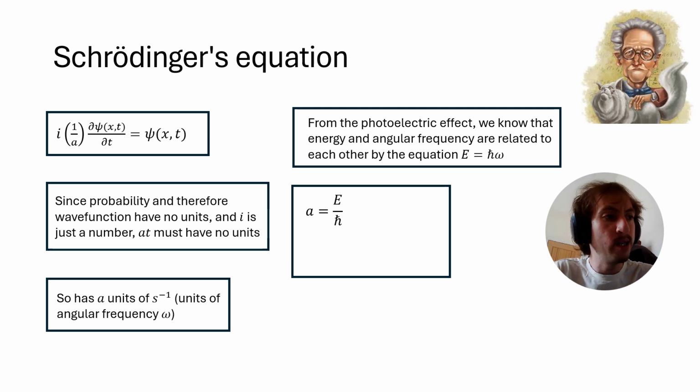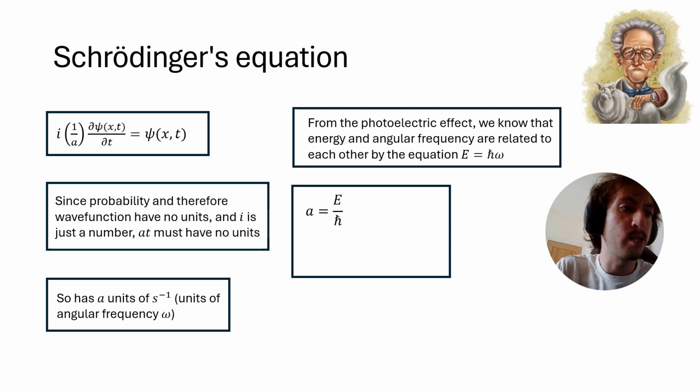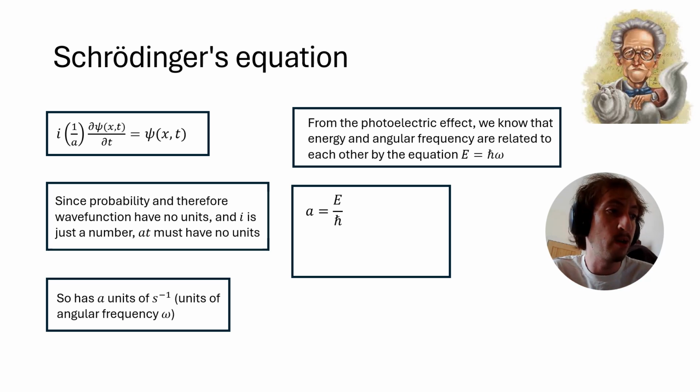But given that A has units of angular frequency, the simplest thing is to just say A is the angular frequency. And that makes sense because a particle is described in quantum mechanics by a wave function, and the angular frequency tells us how rapidly this wave function is oscillating. So it makes sense that omega and A are very possibly the exact same thing.